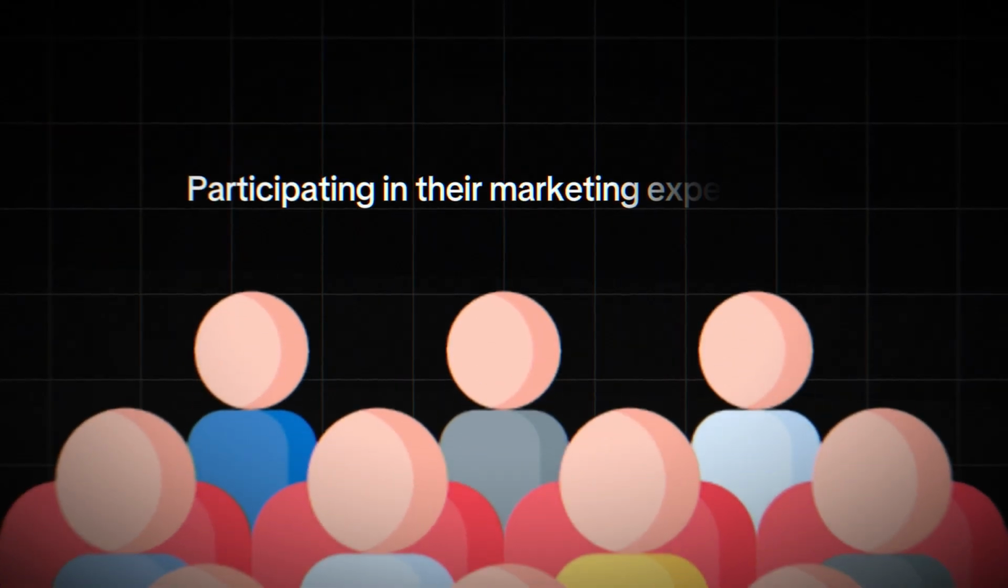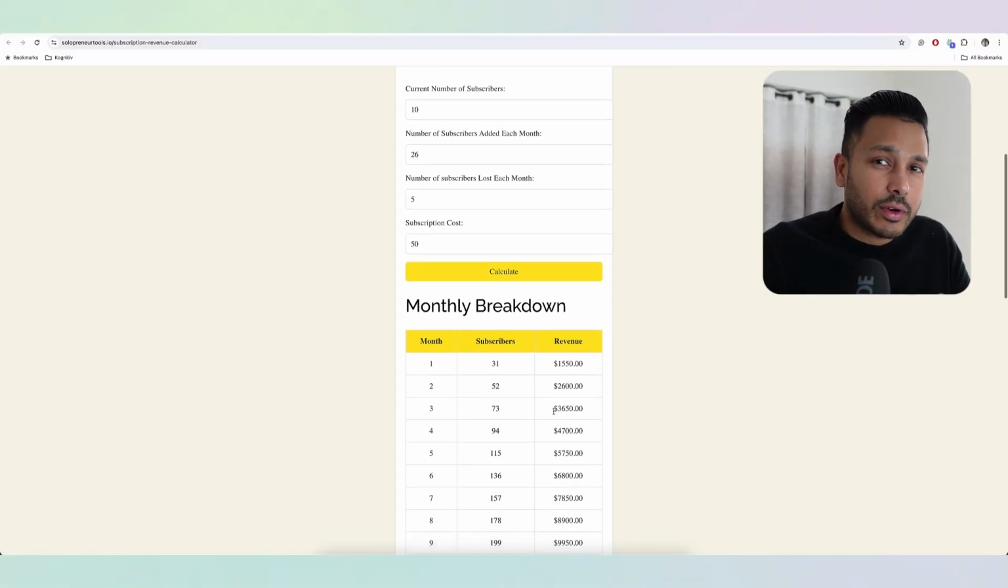Interactive marketing is when your marketing looks more like this than this. What do I mean? Well, with interactive marketing, your audience is actually participating in their marketing experience rather than just being fed one-way information. For example, here's a calculator I've made that helps you figure out your earning potential on a subscription business.